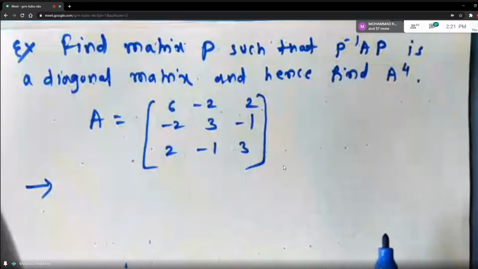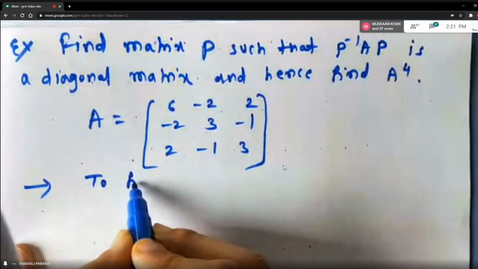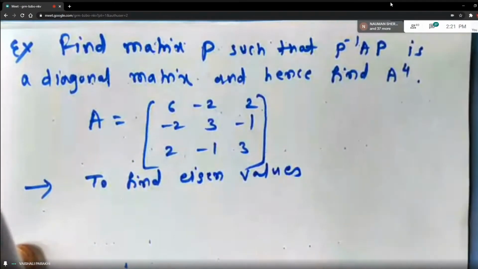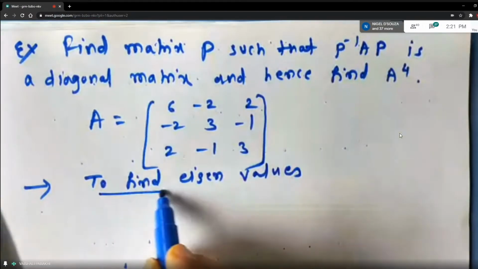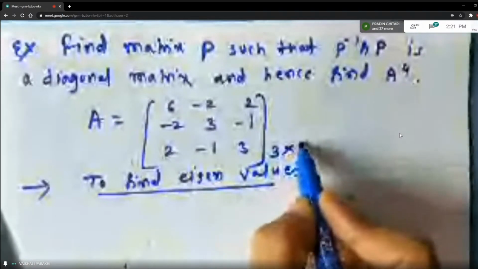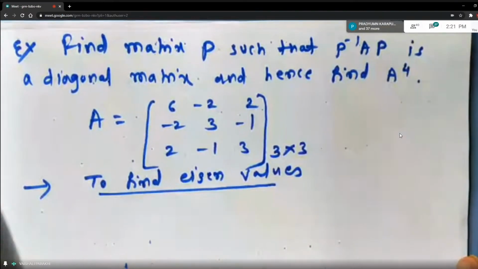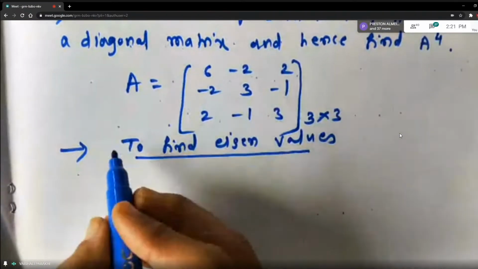Now follow the steps. First you need to find eigen values, right? So to find eigen values, follow the working rule which I gave you just now. To find eigen values, see the order of this matrix. It is 3 by 3, so you can go for shortcut method. And as I told you, if you go through the question papers, most of the times the matrix will be either 2 by 2 or 3 by 3. Okay. So what is the shortcut method?